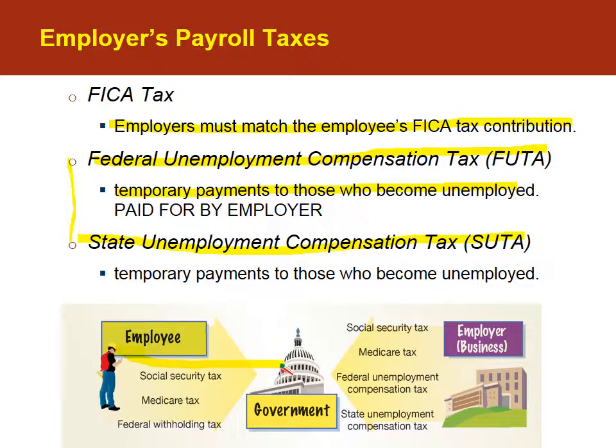So here we have the employee has Social Security and Medicare and federal tax withheld, among other things that they choose. And the employer, or the business, also pays an exact and equal amount to the government for Social Security and Medicare, and they have to pay the federal government unemployment tax and unemployment compensation tax to their state.